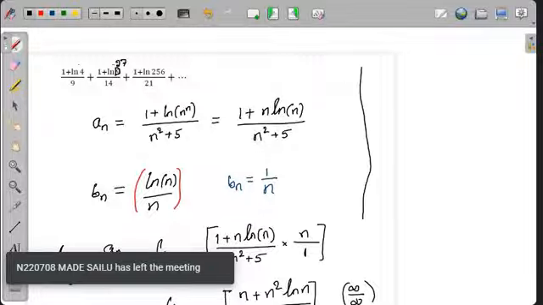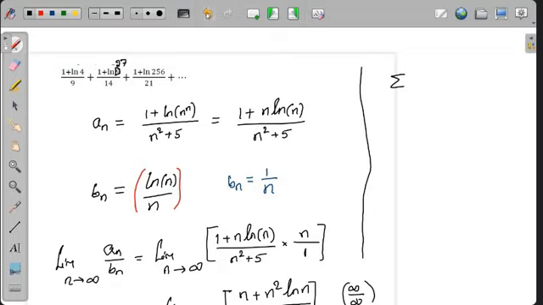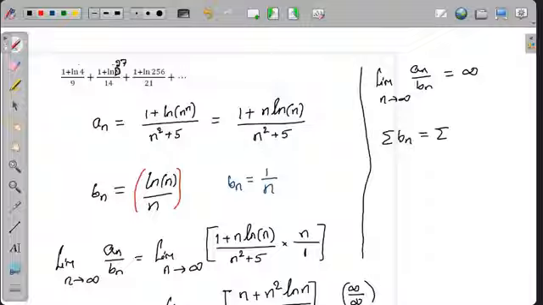So here if I take summation bn, so this is what we get. Limit n goes to infinite, an over bn, it becomes infinite. It means that if summation bn is divergent, we conclude summation an is also divergent. What is summation bn here? That is summation 1 over n. And we know that this is divergent.